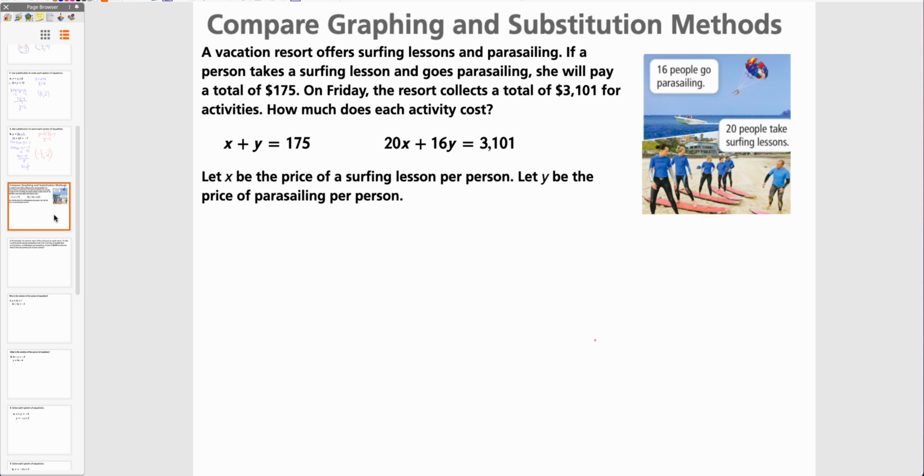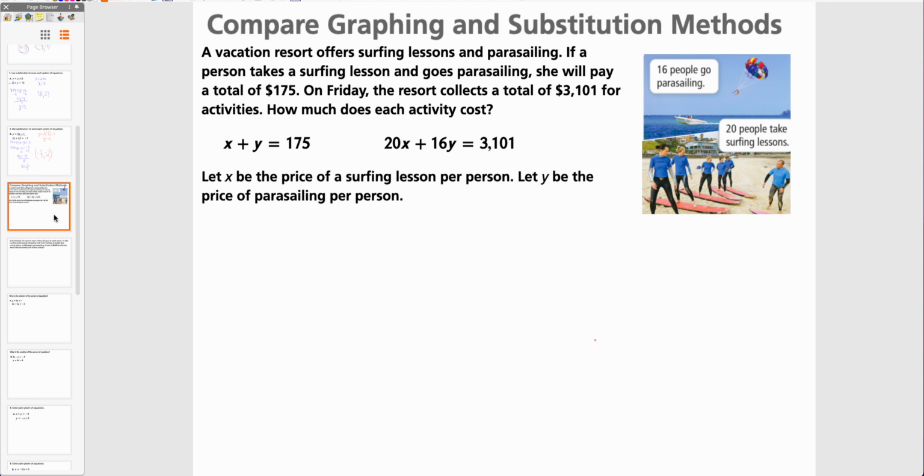A vacation resort offers surfing lessons and parasailing. If a person takes a surfing lesson and goes parasailing, she will pay a total of $175. So they've already got that equation: parasailing plus surfing equals $175.